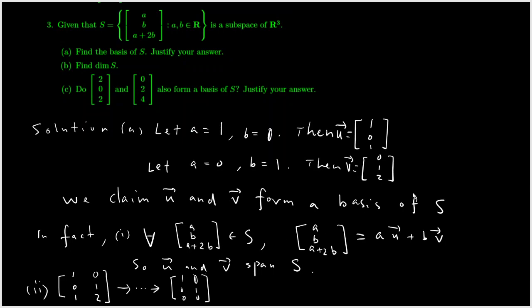If every column has a leading 1, then the given vectors are linearly independent. Okay, so the given two vectors U and V are linearly independent.